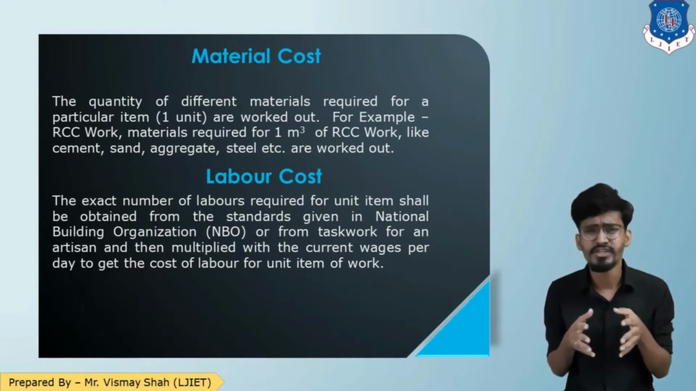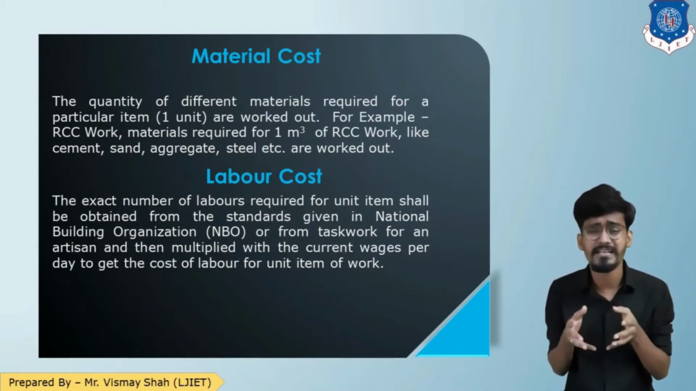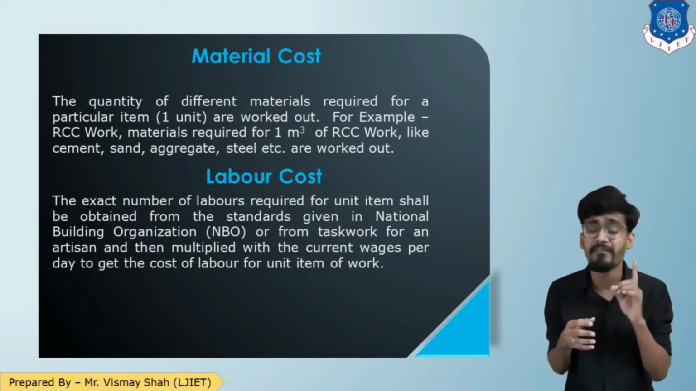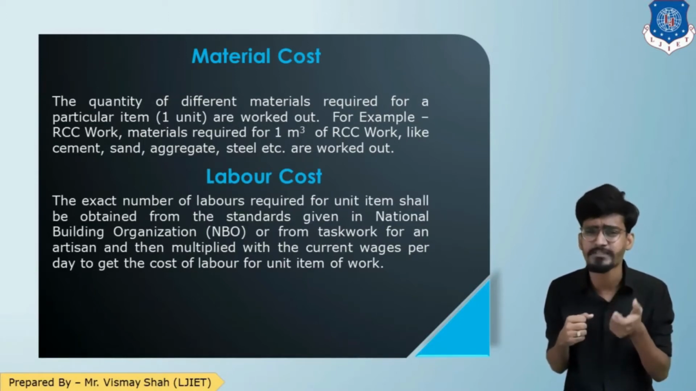Students, generally in our National Building Organization Code, the count of number of laborers for a particular item of work is already given. For example, for 1 cubic meter of excavation, if 3 laborers are required, that is already given in the National Building Organization, or you can count it based on your experience.